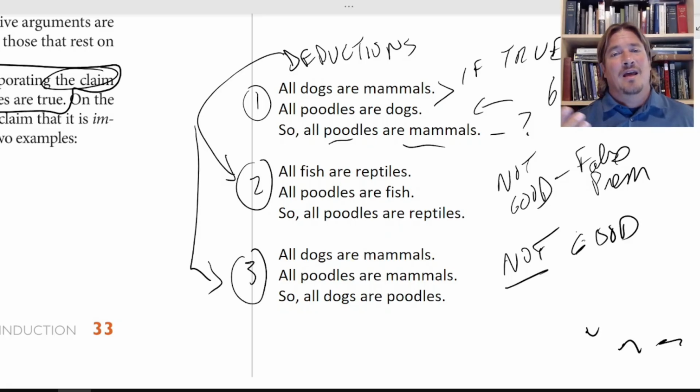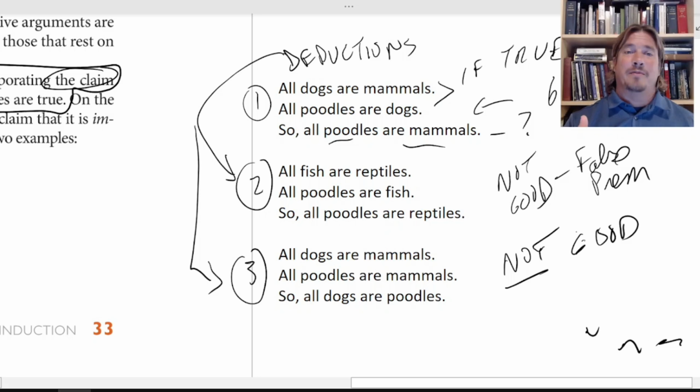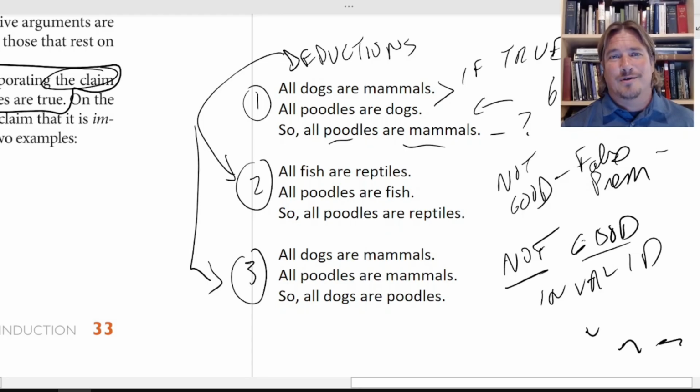So to be a deduction, you don't have to be a good deduction. You just have to have deductive structure, and you have to say, look, I'm trying to prove that if the premises are true, the conclusion has to be true as well. Even if you fail in that attempt, like arguments 2 and 3 do, this one's valid but unsound. We'll learn what those terms are in the next section. This last one, number 3, is invalid. Why? Because those premises don't actually prove that conclusion. And we'll learn about that technique. For now, we're just looking at the distinction between deduction and induction.